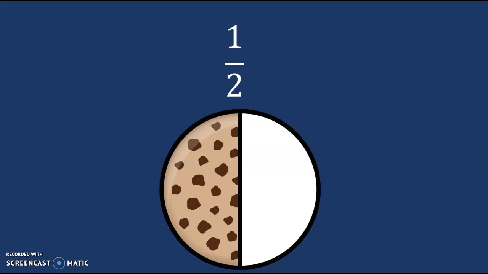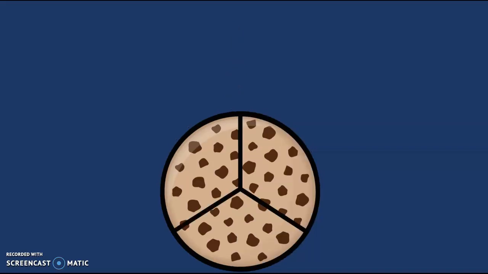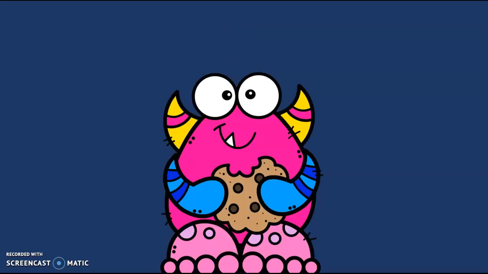1/2. 1 out of the 2 equal pieces are there. 3/3. 3 of the total equal pieces are there. They're all there, so we would say 3/3 or 1 whole.